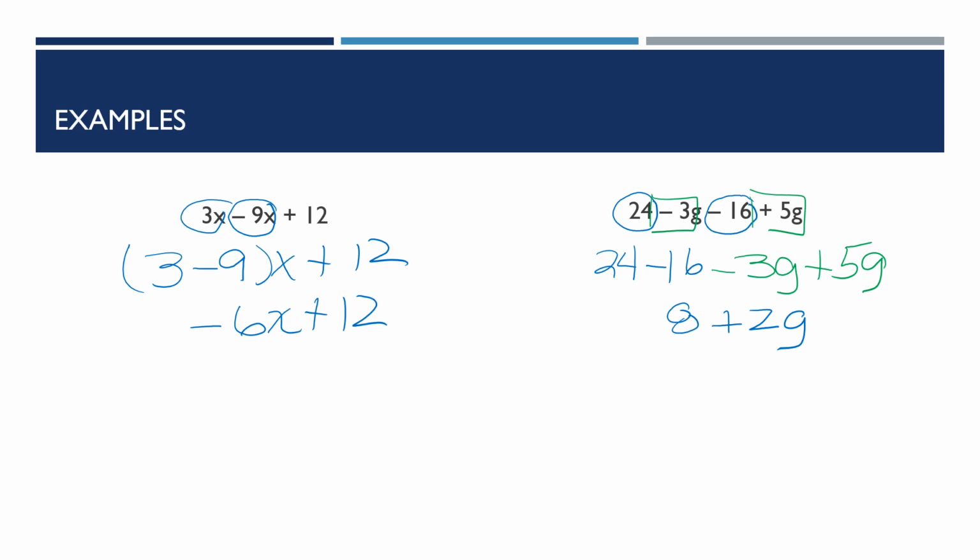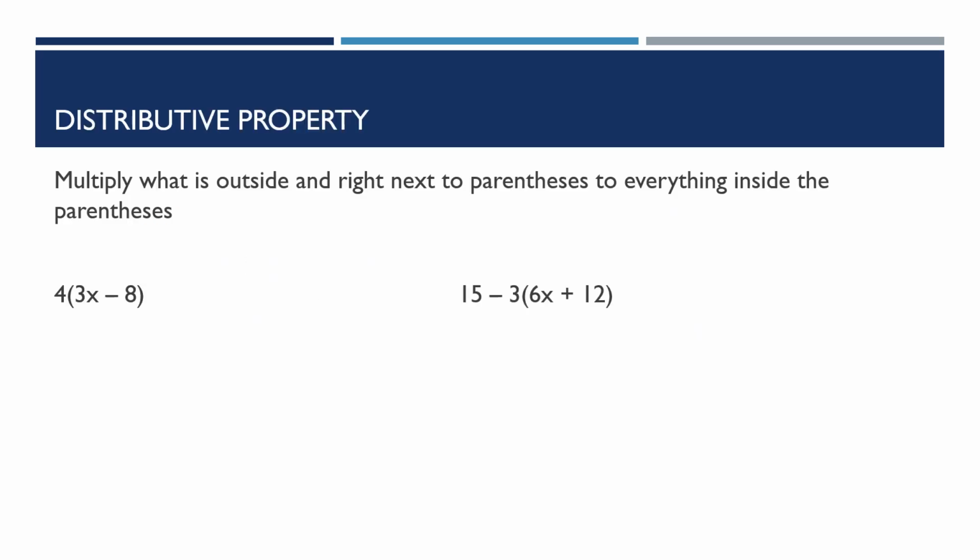Okay. We're going to apply this in solving equations in just a minute. But first, we're going to review the distributive property. And remember, with the distributive property, we're multiplying what is outside and right next to the parentheses to everything inside the parentheses. So this 4, we're going to multiply to the 3x. So it's 4 times 3x, and then minus 4 times 8. So that will give me 12x minus 32.